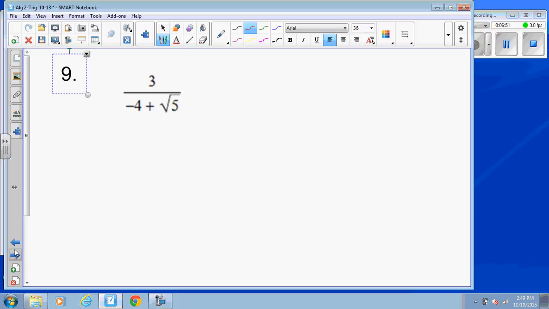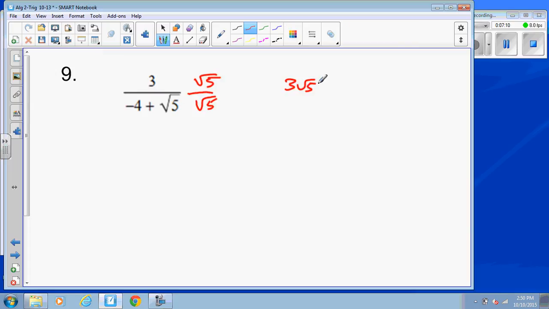Now we have something that we haven't seen before, and that's the bottom of the fraction has a binomial, which is a bigger problem because I can go through the same steps as before and it won't work the way I want it to. Because if I multiply the top and bottom by square root of 5 over square root of 5, the top would be 3 square root of 5, and the bottom, I'd have to distribute the square root of 5, and I'd say negative 4 square root of 5 plus 5, because square root of 5 times square root of 5 is 5, and I still have a square root on the bottom.